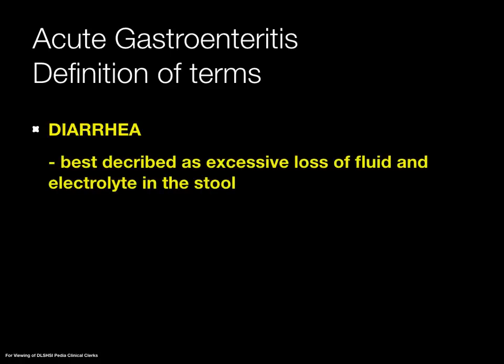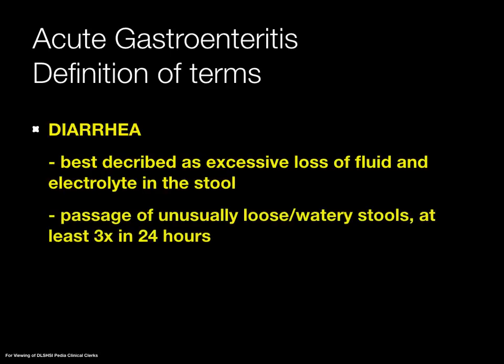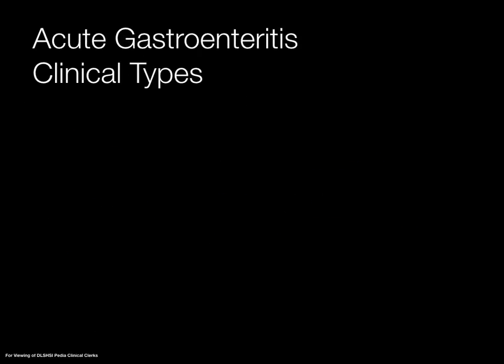Diarrhea is best described as excessive loss of fluid and electrolytes in the stool. The normal value of stools is 5 ml per kilogram per day for infants and 200 grams in 24 hours for adults. There is passage of unusually loose watery stools at least 3 times in 24 hours.